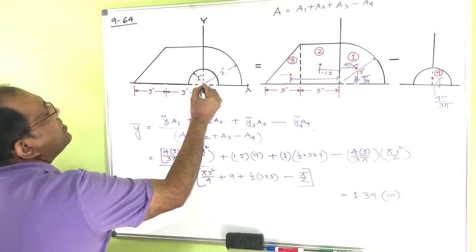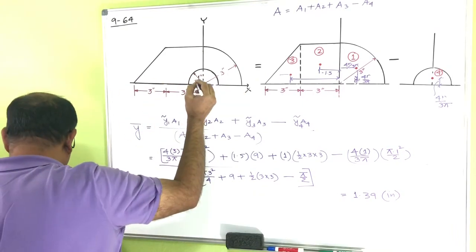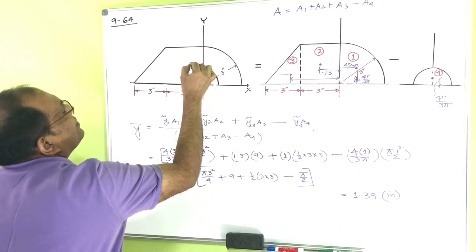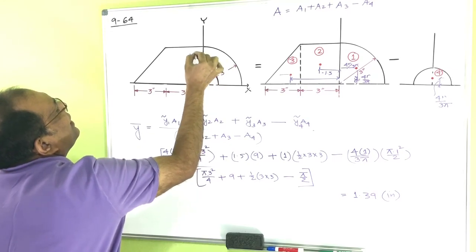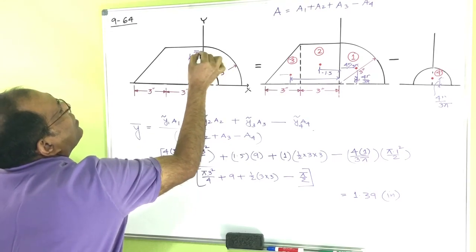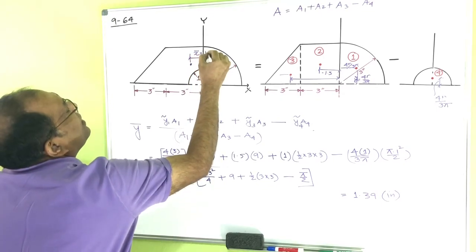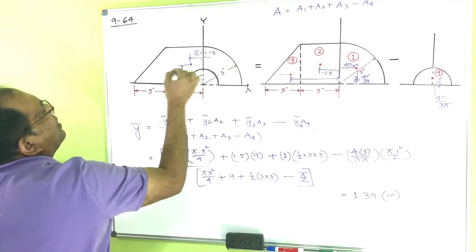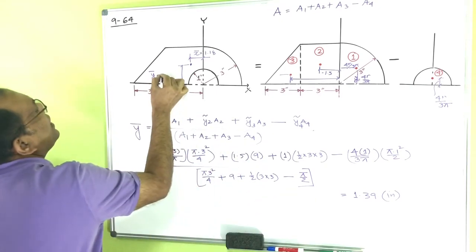So for this composite area, this one has to be somewhere here. That's your x bar. What we got is 1.18, and this is your y bar, which is actually 1.39 inch.